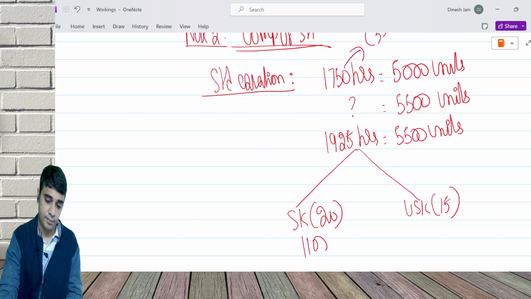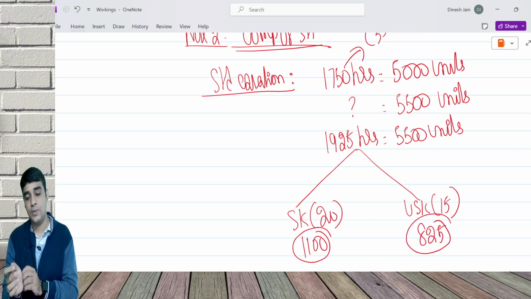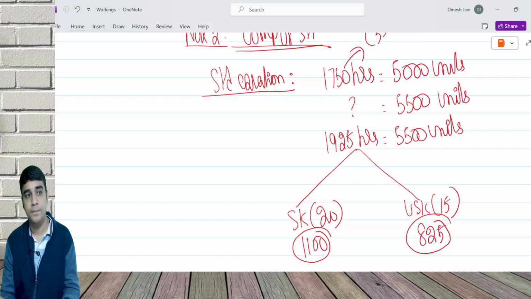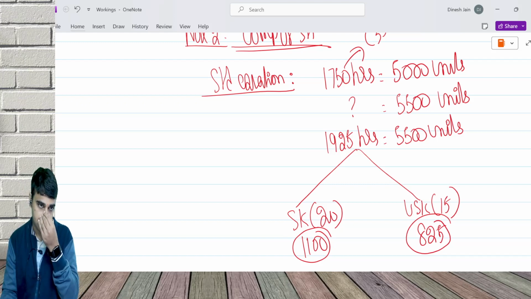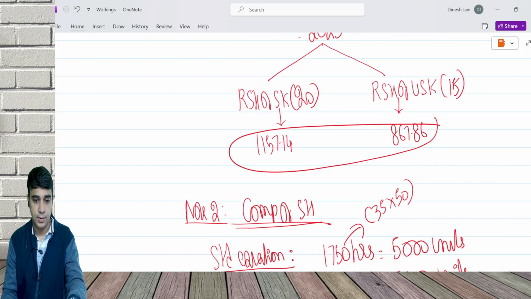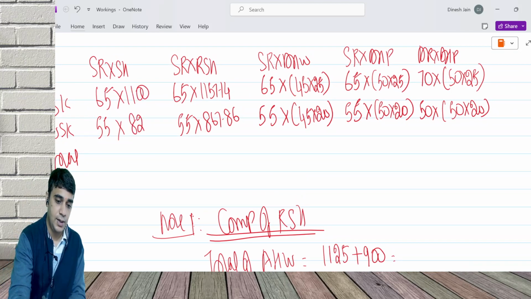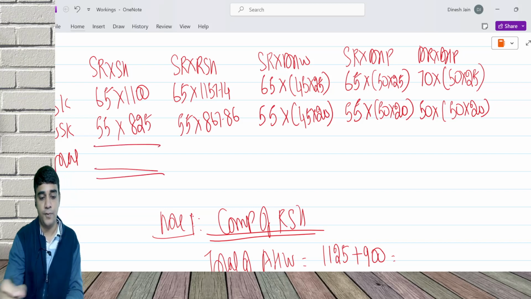1100 and 825. 20 and 15 split, 1100 and 825. Any doubts on this? Clear? Can you proceed? So I get back here 1100, 825. We'll have to calculate all of this.